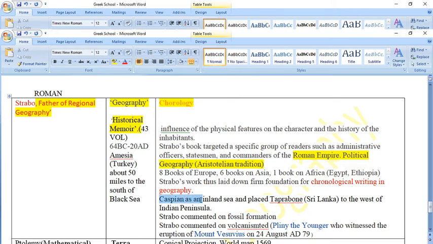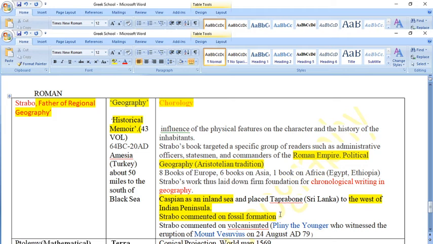He proclaimed that the Caspian Sea is an inland sea. He also identified the location of Sri Lanka. According to Strabo, Sri Lanka was in the western part of the Indian Peninsula. One of the most important contributions: Strabo commented on the fossil formation of the sea. He was the first person who commented on the fossil formation in the sea. Those were the marine fossils.